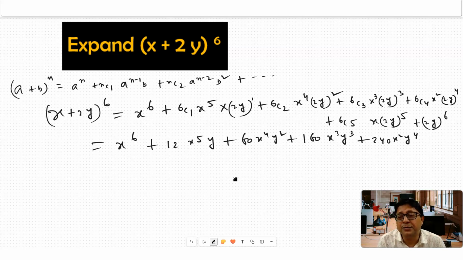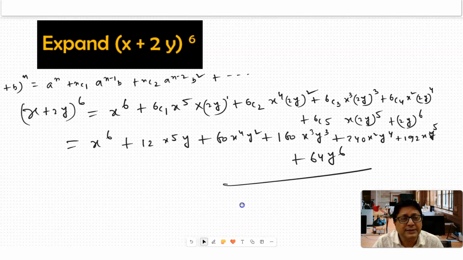32 times 6, that is 192 x y to the power 5. This plus 64 y to the power 6. This is the expansion of (x + 2y) to the power 6.